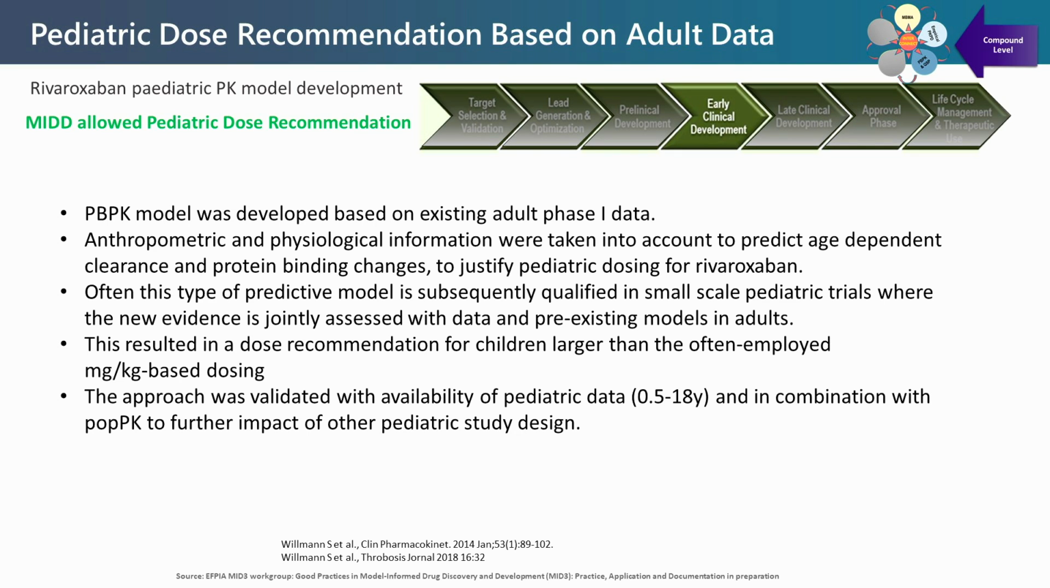In summary, the PBPK model was developed based on existing adult phase 1 data. Drug and physiological information was taken into account to predict age-dependent clearance and protein binding changes to justify pediatric dosing for rivaroxaban. Often this type of predictive model is subsequently qualified in small-scale pediatric trials where the new evidence is jointly assessed with data and pre-existing models in adults. This results in dose recommendation for children larger than often employed mg per kg based dosing. The PBPK and POPPK approach was validated with the availability of pediatric data in various phases with different healthy and pediatric patients to further impact other pediatric study design and ultimately support the labeling claims.